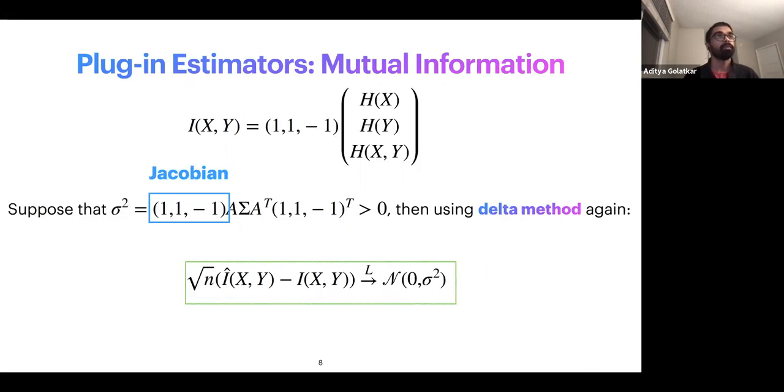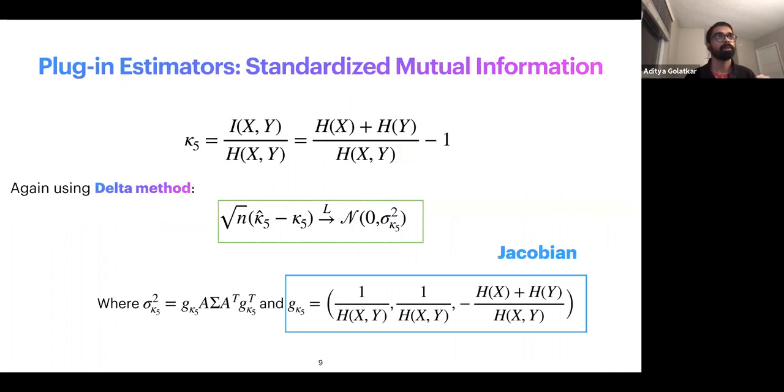Now the mutual information is a function of the entropy, and the pre-multiplying vector is just 1, 1, minus 1. So we can again repeat the same procedure of delta method and apply it 2 times to show that the mutual information we get is also asymptotically normal. And since mutual information is a single scalar, it's just a 1D random variable with sigma square as the variance. However, we know that the mutual information may not be bounded above. Next slide, please.